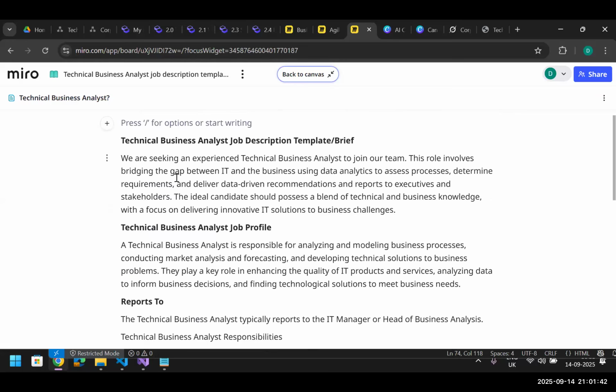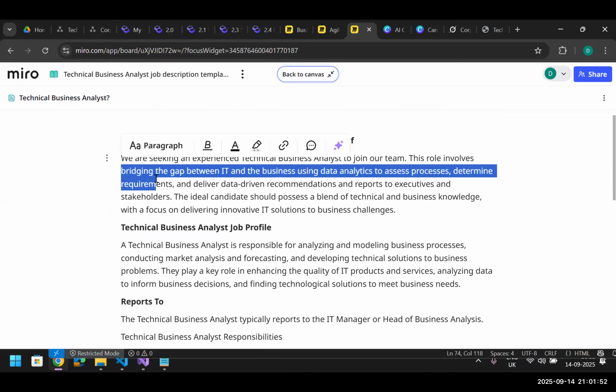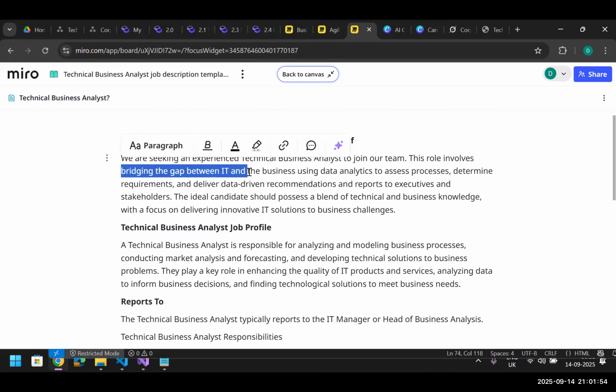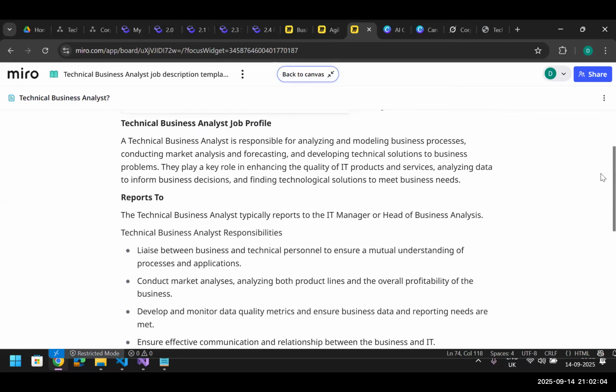This is common, for an experienced technical business analyst, or maybe a junior level, mid level, or senior level. Those roles involve bridging the gap. See, at the end of the day, it is about bridging the gap between IT and business. This is what I wanted to highlight again. Okay. And this profile is analyzing and modeling. What is modeling? That's another interesting point it talks about.